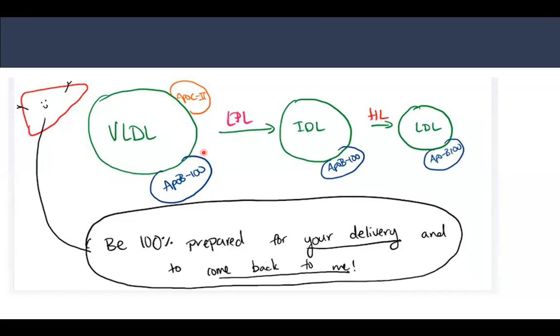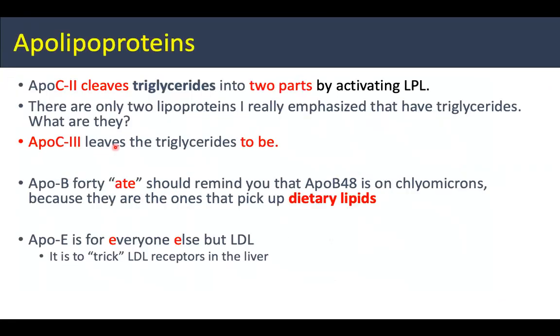I have a diagram later on, maybe that one will make more sense. But just think that the apolipoprotein just stays attached to the lipoprotein. It's only the lipids inside that are being delivered. Can I move on? Does that make sense? Yeah? Okay. If it doesn't, I'll go over it again. Later on, I have a different diagram.